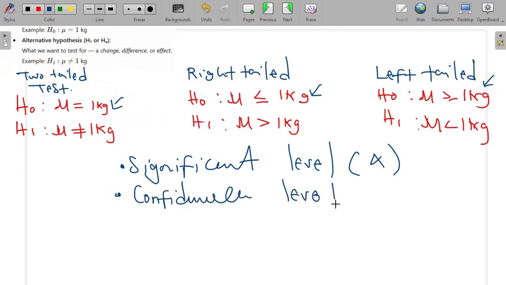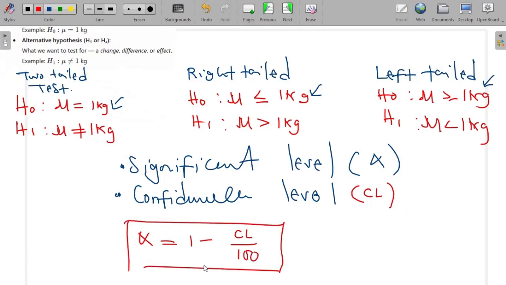Okay, so we can get the significance level from the confidence level. We can also get the confidence level from the significance level. The confidence level is indicated by CL like this. To get the significance level from the confidence level, you just say 1 minus the confidence level, which is usually given as a percent, and then divided by 100. This is the formula we're going to use to find the significance level if we are given the confidence level.